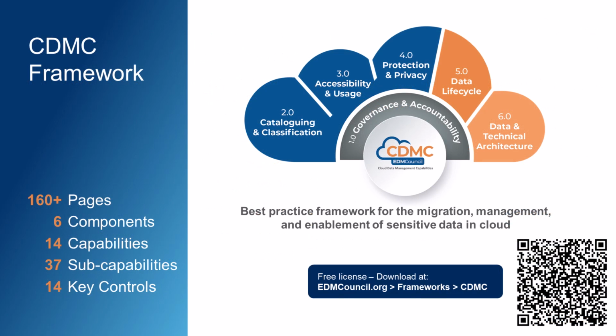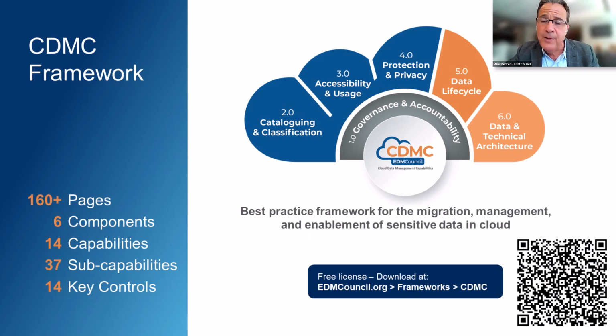This is the end result. It's a 160-page document. You'll see the high-level overview. Of course, we had to make it a picture of a cloud, right? And it has 6 components in it. First, and importantly, starting with governance and accountability, and in that, also the business case and the business drivers for cloud as well.